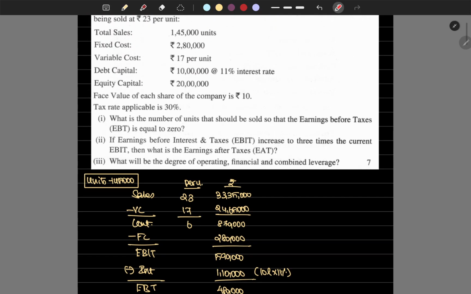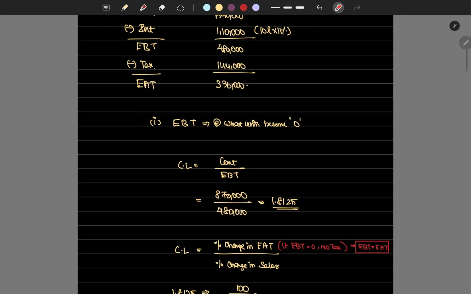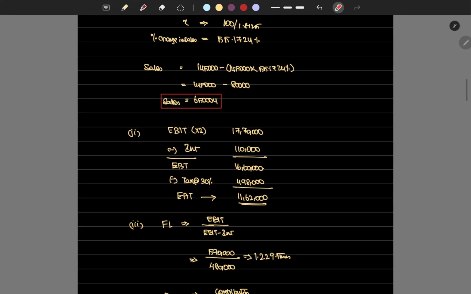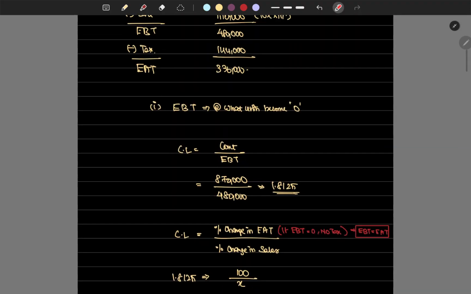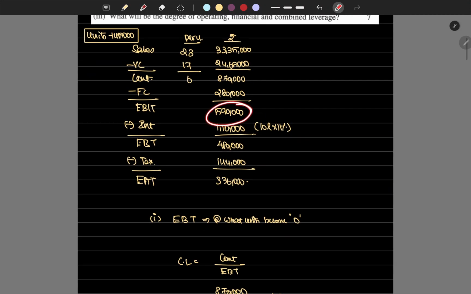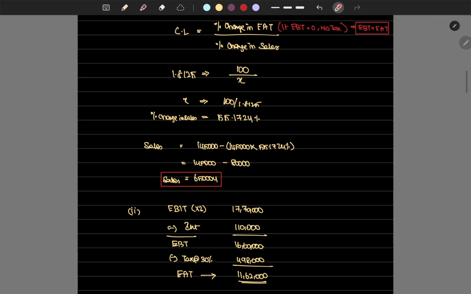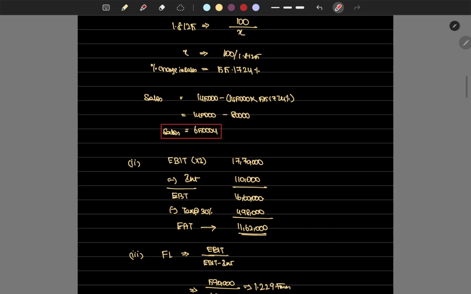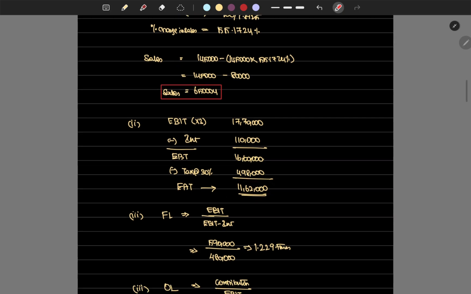And then the next question is EBIT multiplied by 3. EBIT is 5 lakh 90,000, and into 3 is 17 lakh 70,000. Then the interest we calculated already, which is 1 lakh 10,000. EBIT minus interest gives the EBT, 16 lakh 30,000. Then we calculate tax at 30 percent, which gives 4 lakh 98,000 as the value. After all that, we get the earnings after tax.